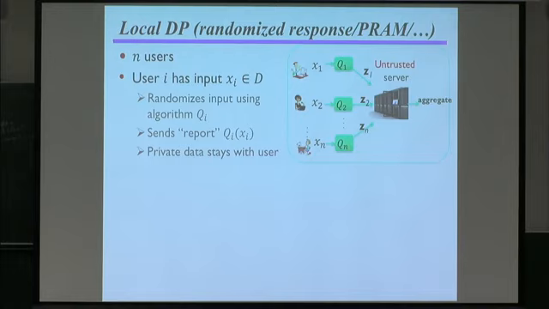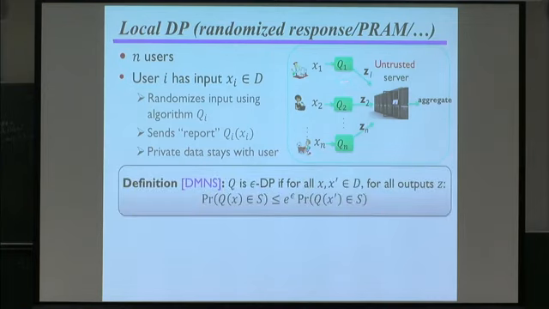When I say randomizes this input, imagine this is done by a piece of software or hardware. It's not necessarily the user flipping coins. We don't want to put that burden on the user. It should be easy, but algorithmically, we're going to think of the randomization operator as being performed locally on the user's computer.